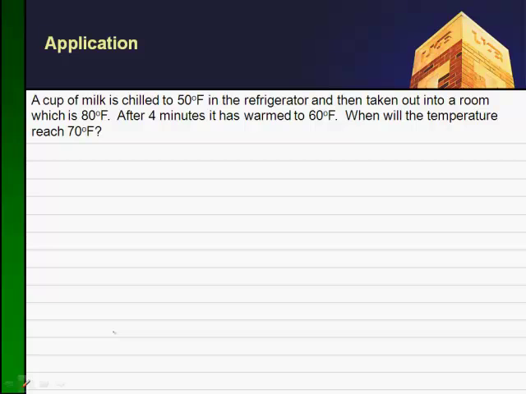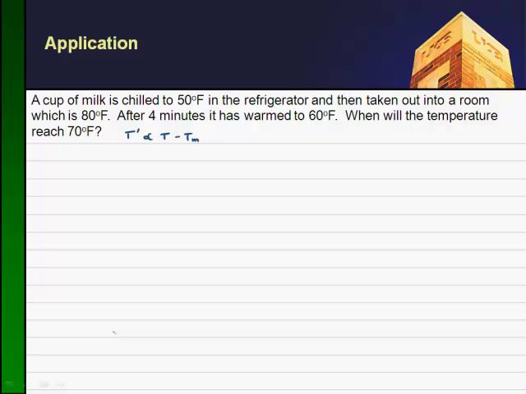Now, this is an example of Newton's law of cooling or heating, depending on whether the temperature is going one way or the other, where essentially Newton would state that the rate of change in temperature is proportional to the difference between the temperature and its surrounding medium. So if I have some object, then the rate of change in the temperature of that object is going to be proportional to the difference between its temperature and the temperature of the surrounding medium.